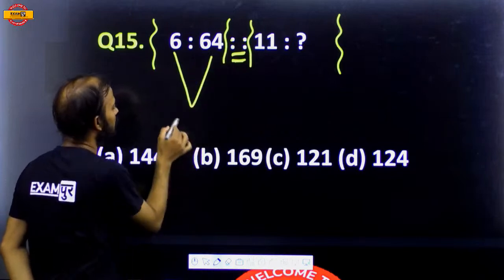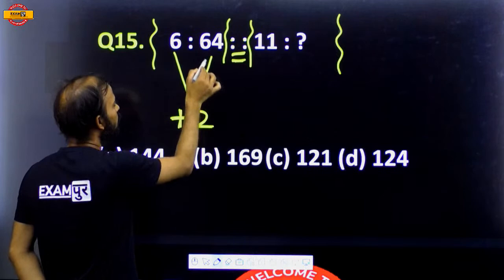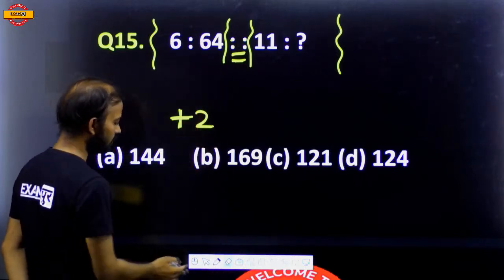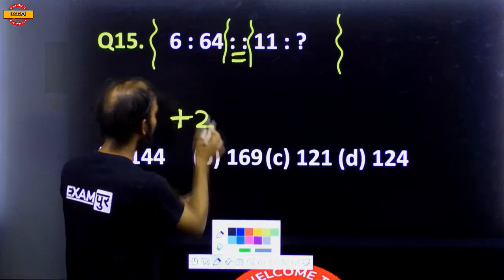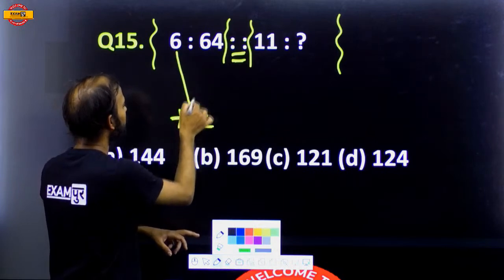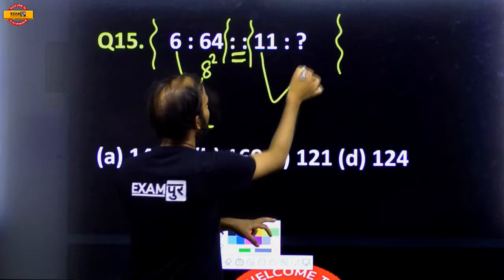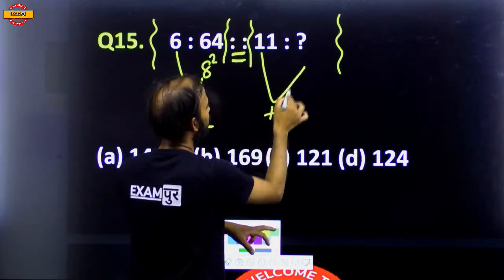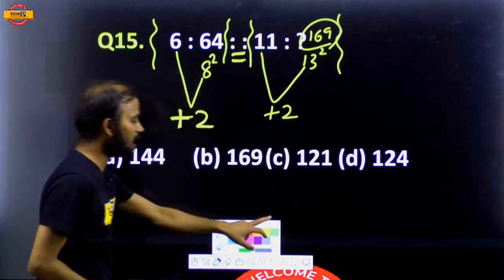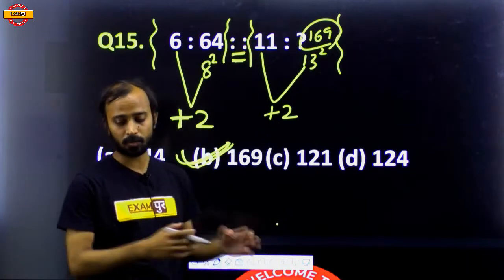6 plus 2, 8, and the square of 8 is 64. Similarly, 11 plus 2, 13. Square of 13 is what? 169 will be the answer with the help of the options. Option B will be your answer.